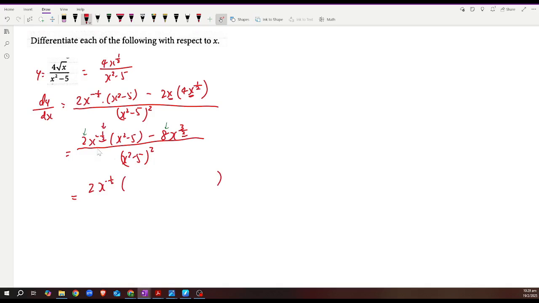So inside the brackets, you take the 2x to the power of negative half times x squared minus 5, you divide by 2x to the power of negative half, you will just be left with x squared minus 5. Next, 8 divided by 2 is just 4. x to the power of 3 over 2, when you divide by x to the power of negative half, you just subtract the powers. So you end up having x to the power of 3 over 2 plus half, which is x squared, because it's x to the power of 4 over 2. So you have x squared here.